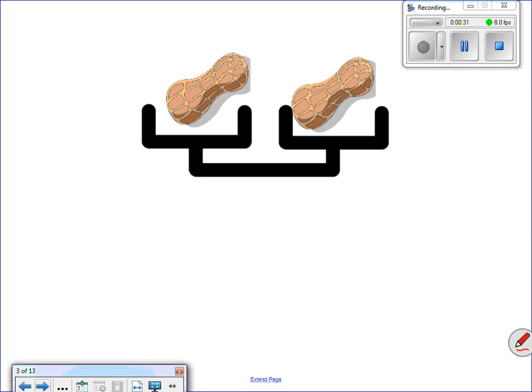So here's an example. Got some peanuts here. I have one peanut on one side of the pan balance. I have one peanut on the other side. It is balanced. I have one peanut and one peanut. Here's another example. Let's take a look here.